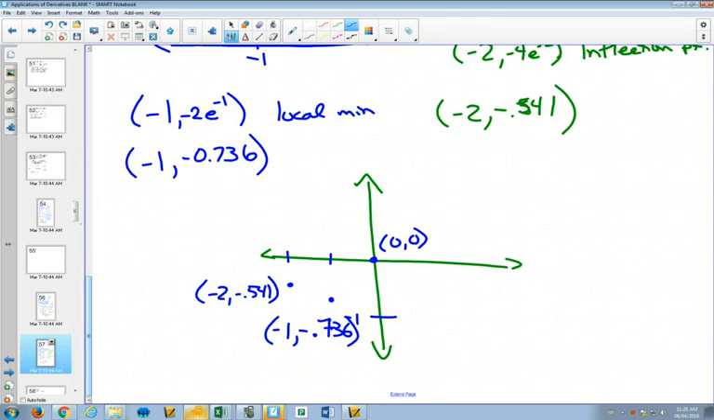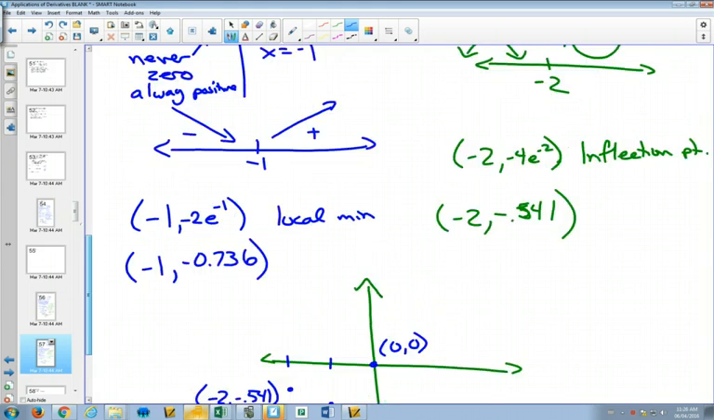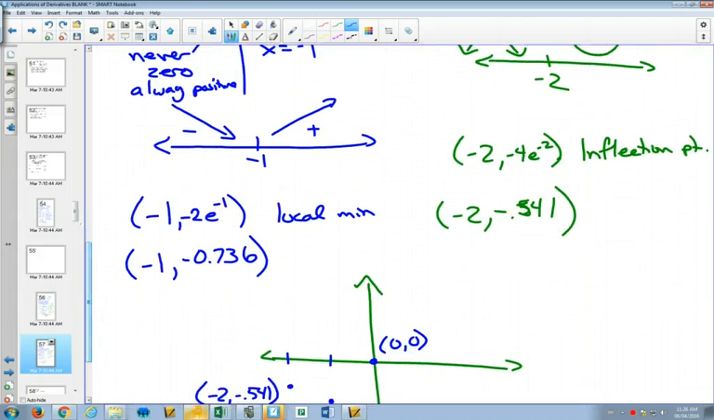So what do we know? We know that it's increasing after -1. We know that it's decreasing before -1. We know that it's concave up before -2. I mean concave down before -2 and concave up afterwards.